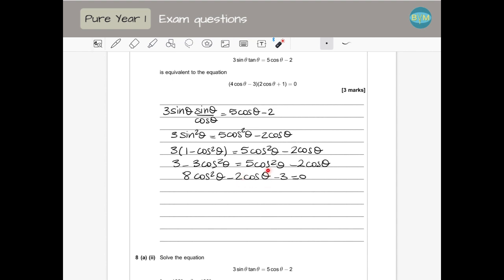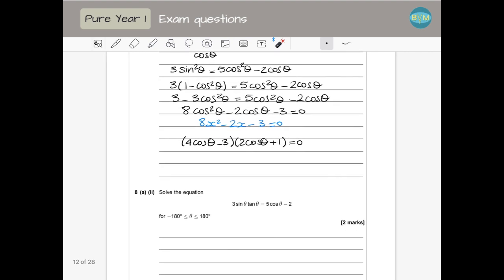You have something and something squared, which means we can work with this equation as a quadratic. It's like having 8x squared minus 2x minus 3, if you prefer to solve it that way. So when we factorize, we are going to have 4 cos theta minus 3 and 2 cos theta plus 1, just factorizing. If you prefer, you can factorize with x and then think that x is cos theta, if that is easier. But that's what we have to do. So that's the first part.